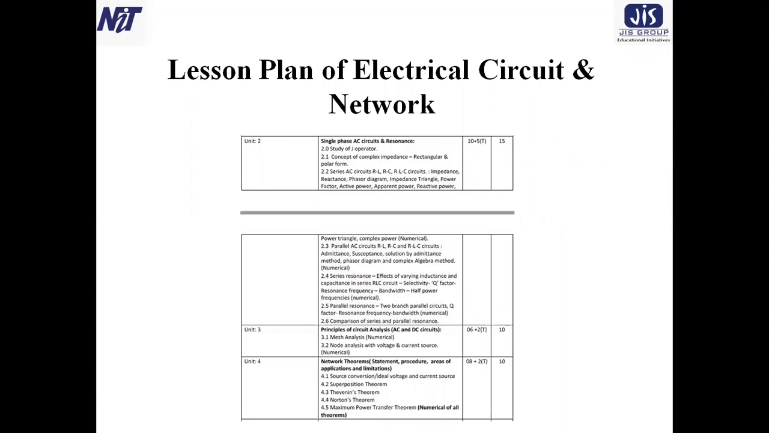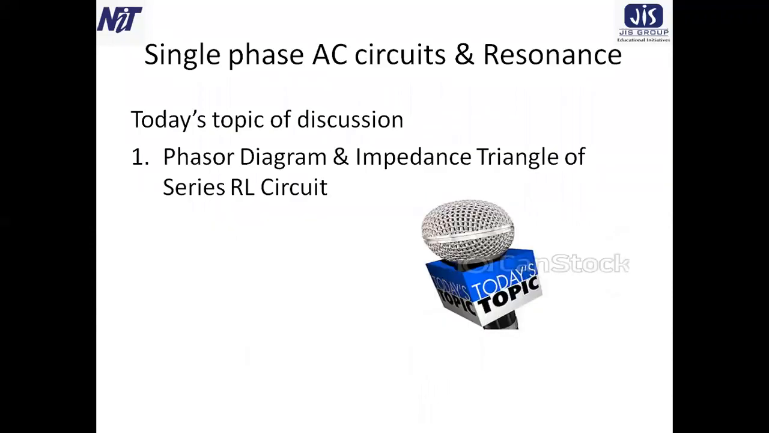In Unit 2, we have the study of J operators, then the concept of complex inductance, rectangular and polar form, complex impedance in rectangular and polar form, then series AC RL, RC, RLC circuit, impedance, reactance. This part is already covered in the previous lectures, and my today's topic of discussion is the phasor diagram and the impedance triangle of the series RL circuit.